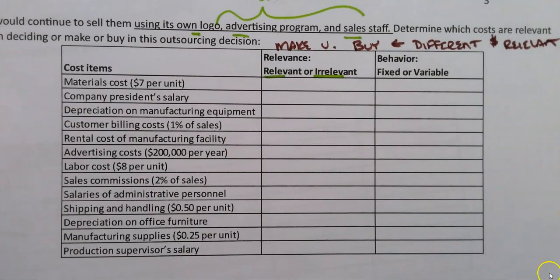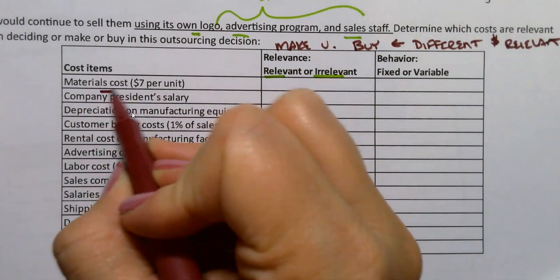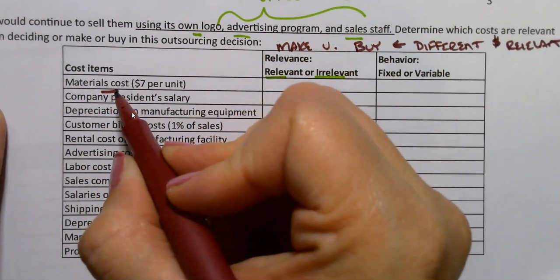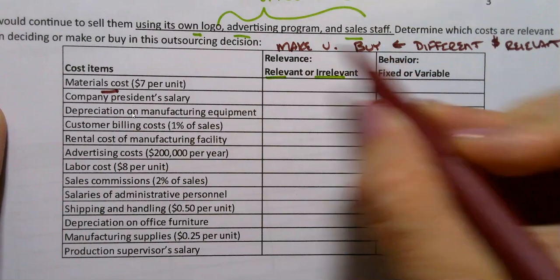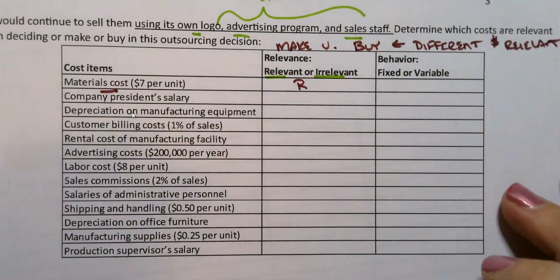Materials cost, $7 per unit. If we make it, are we incurring that materials cost? Yes, because we're making it. So absolutely. If we buy it, are we incurring that material cost? No. If we buy it, we do not have to pay for the materials. So we say this is a relevant cost for us to consider.